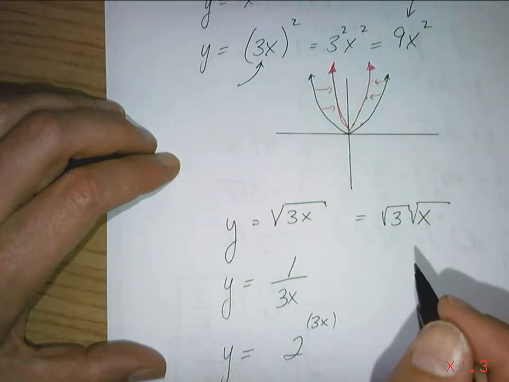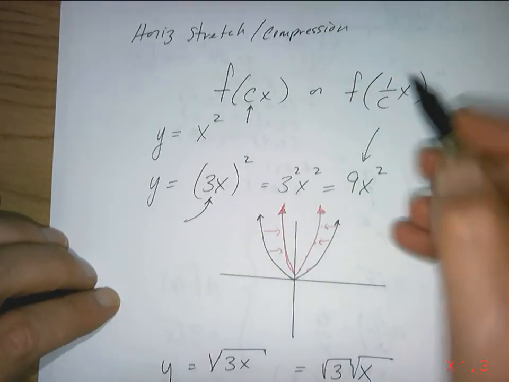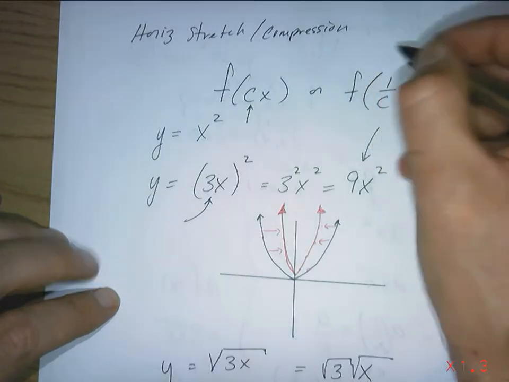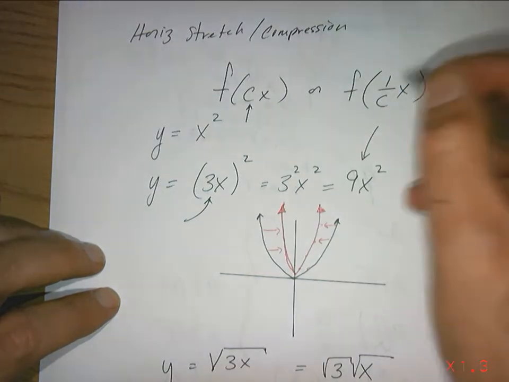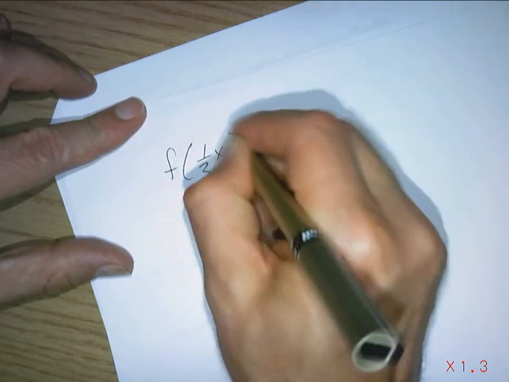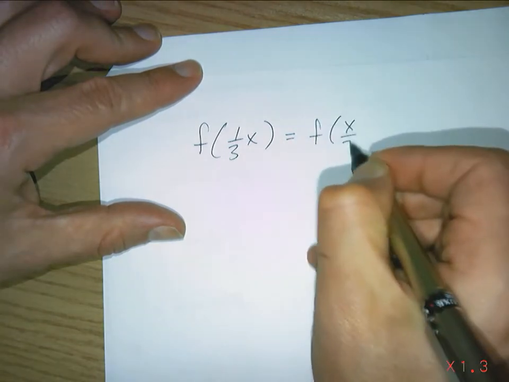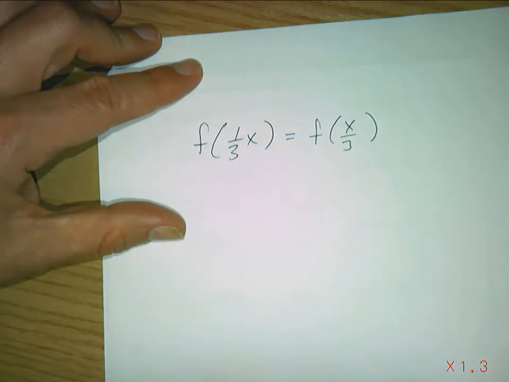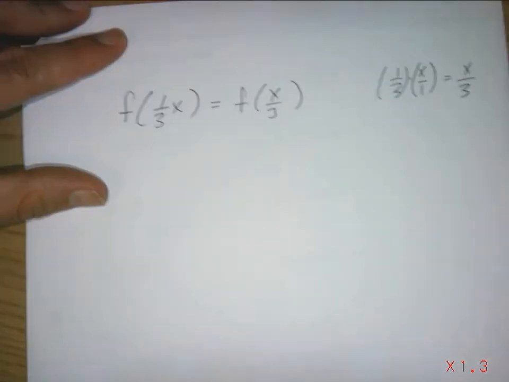if it's going to be a fraction in here, if c is going to be a fraction, I don't really like talking about it this way, but let me just jump to an example because it's going to make life easier. If I have something like this, we're going to write it as, because it's top times top, bottom times bottom, so 1/3 times x over 1 is going to be x over 3, okay? So that's what's happening there.